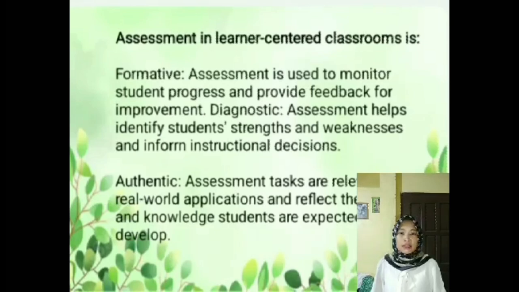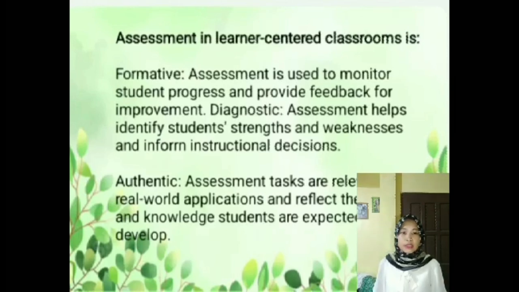Authentic assessment tasks are relevant to real-world applications and reflect the skills and knowledge students are expected to develop. Learner-centered assessments tend to use authentic tasks that closely resemble real-world applications, encouraging students to demonstrate their abilities in relevant contexts.